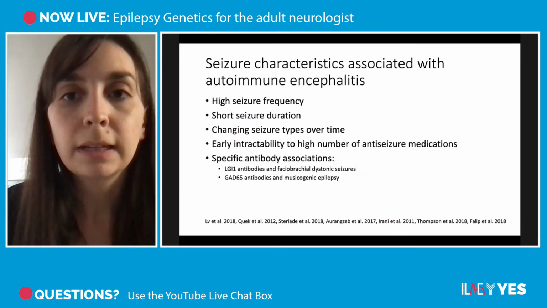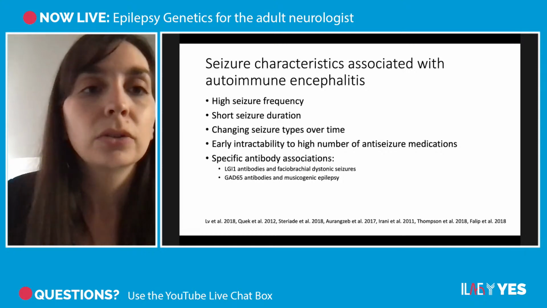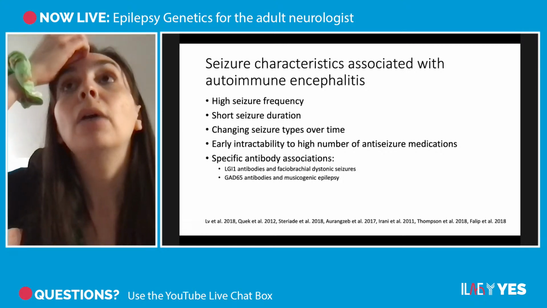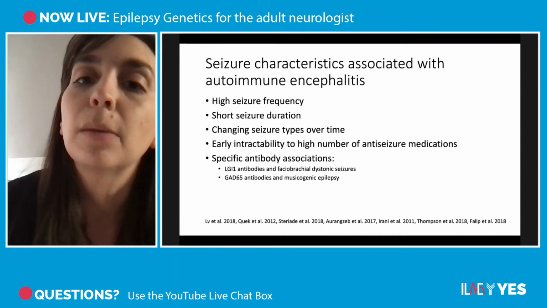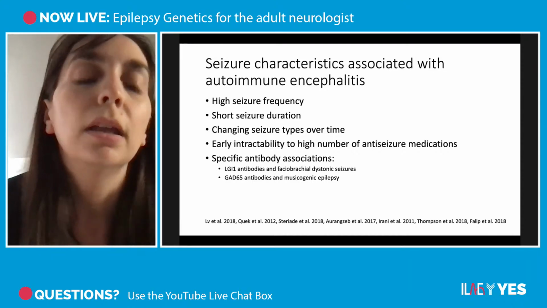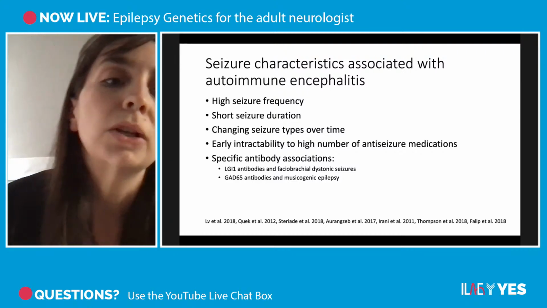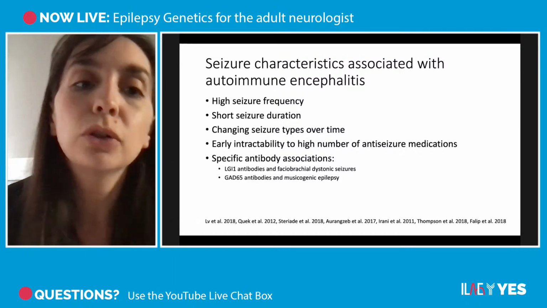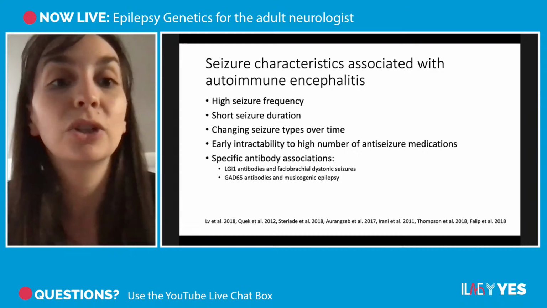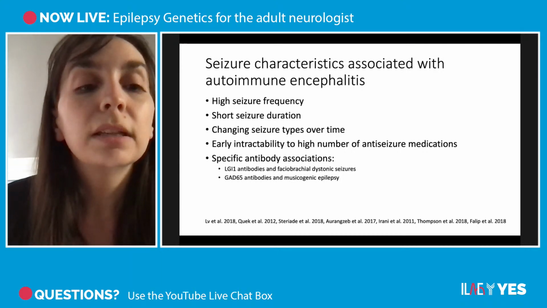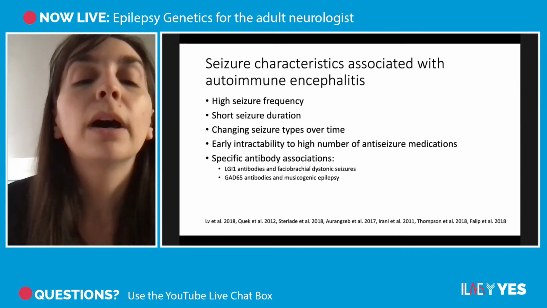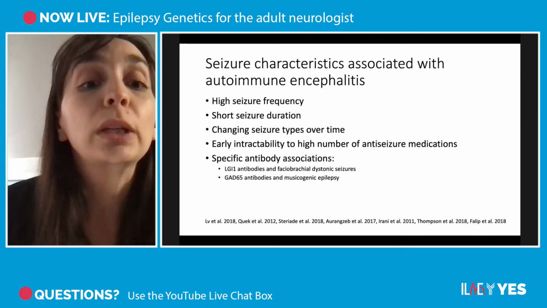I'm going to skip this slide and talk briefly about what we know that could help us create better scoring tools that would be applicable to the epilepsy clinic. So we know in the context of autoimmune encephalitis that patients tend to have high seizure frequency, short seizure duration. Their seizures tend to change over time, so they have a dynamic epilepsy, and they're typically intractable to a high number of anti-seizure medications early in their disease.